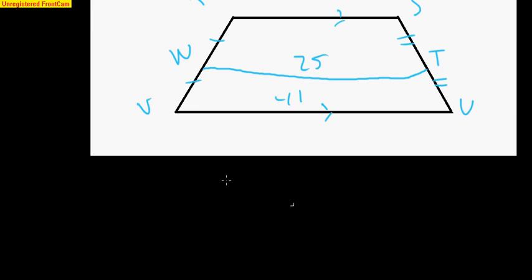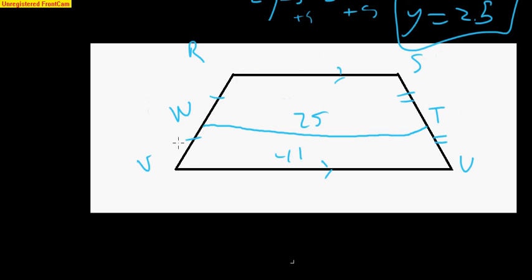So, using the equation that we have, which I forgot to put in the theorems video, but anyway, I'll do it now. We know that WT is equal to 1/2 multiplied by VU plus RS. That is because W is the midpoint of VR and T is the midpoint of SV. It's basically just the average of the two segments. The distance RS plus the distance VU divided by 2 is going to give us WT.